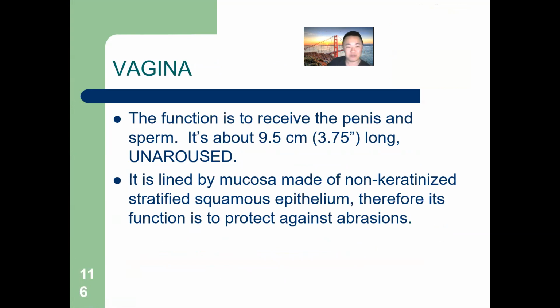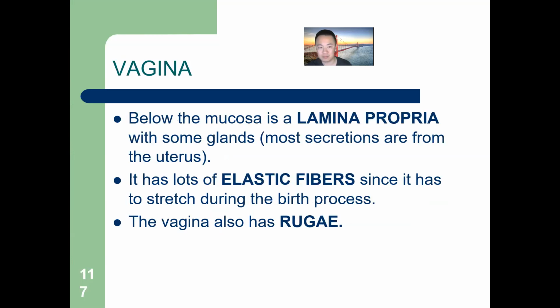All right, the vagina is next. The function of the vagina here is to receive the male penis and sperm cells. It's about 9.5 centimeters or 3.75 inches long in the unaroused state. It is lined by mucosa made of non-keratinized stratified squamous epithelial cells. Therefore, its function is to protect against abrasions. Now, below the mucosa is a lamina propria with some glands. Most secretions are from the uterus here, and it has a lot of elastic fibers since it has to stretch during the birthing process. Once again, those structures that I mentioned way at the beginning of the lecture are called rugae.